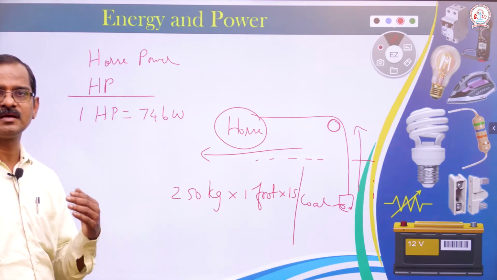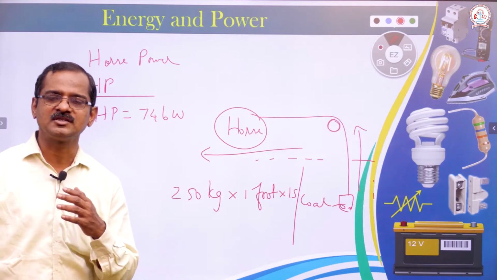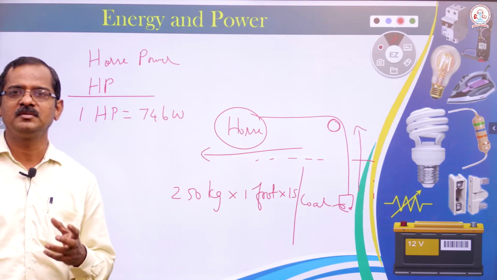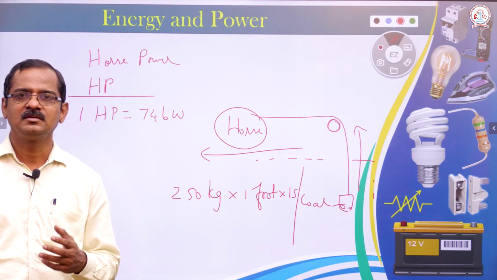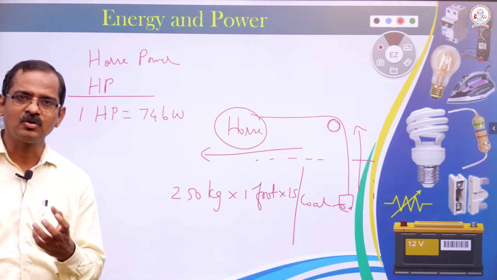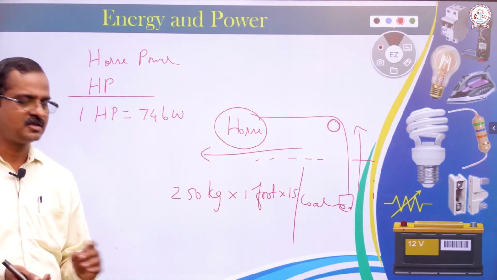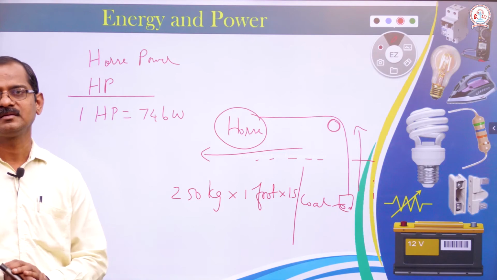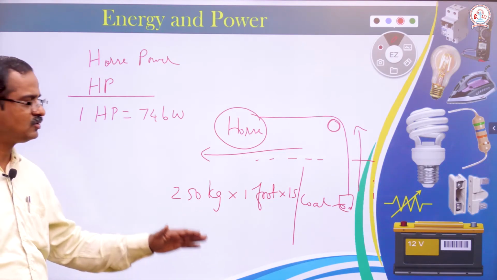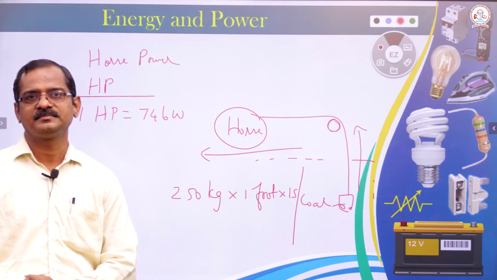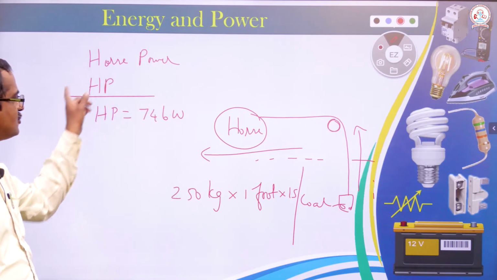1 horsepower is equal to 746 watt, which is equal to the work done by a horse in 1 second to lift 250 kilogram of coal for a distance of 1 foot. So this work done will be equal to 1 horsepower, that is equal to 746 watt. This is also important, you should note down the value.